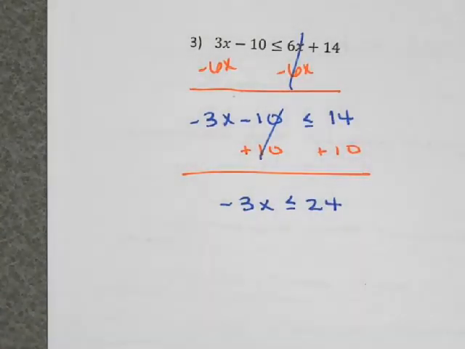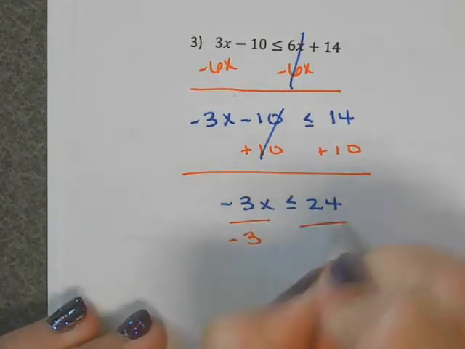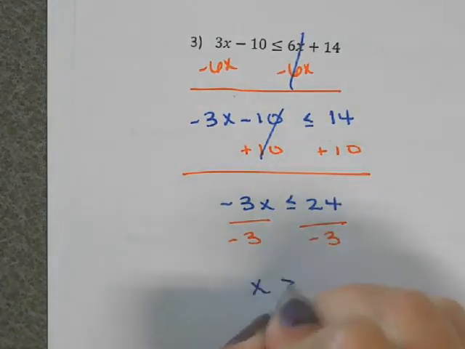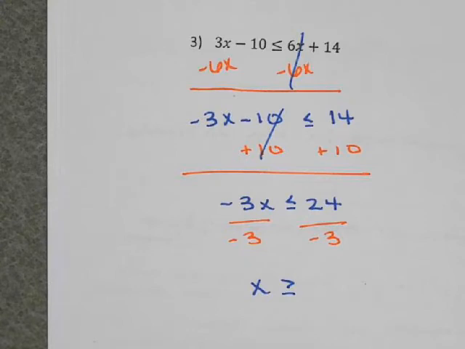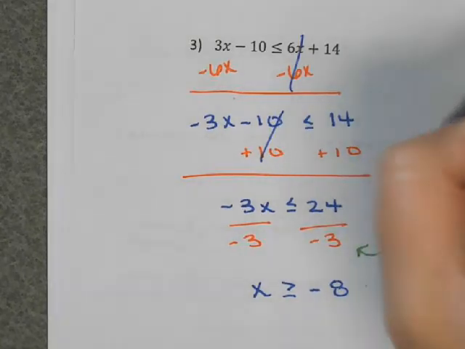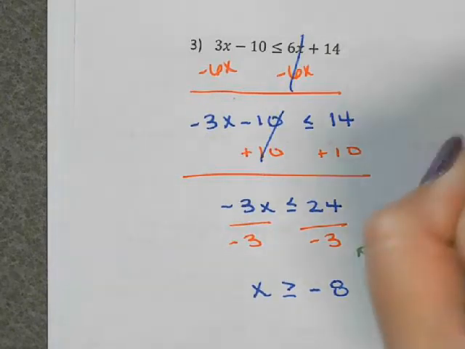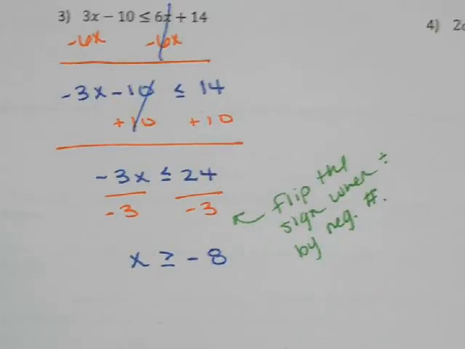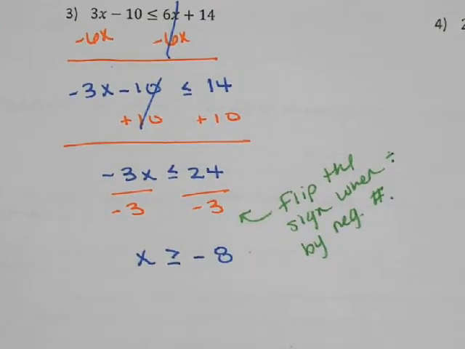What happens in this next step? The sign is going to flip because you're going to have to divide by negative 3. And because you divided by a negative number, our sign has to flip. And on this side, 24 divided by negative 3 is going to be negative 8. So you have to remember to flip the sign when you divide by a negative number. You can't see that. Just put a little side note there.